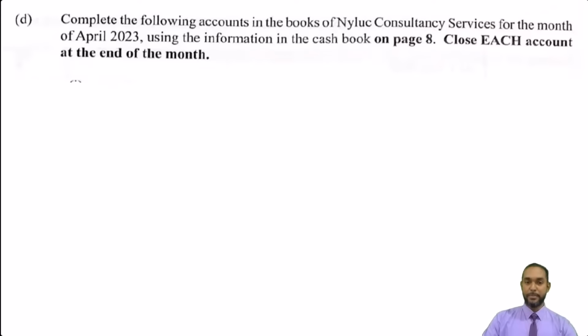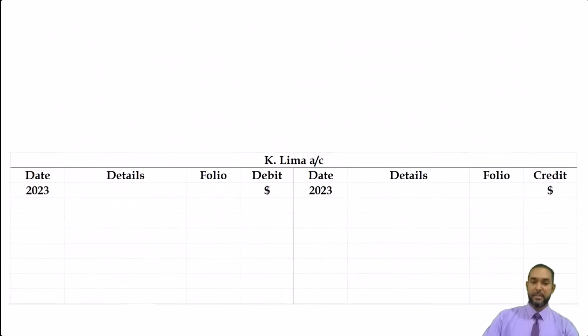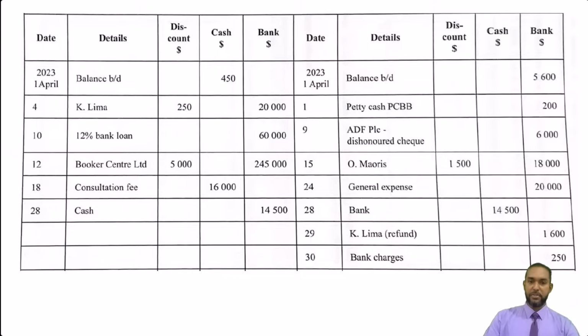Now it says K Lima, so they give us a T account here, which I'm going to recreate, but it means we're going to go up to the cash book and pull the information relevant to K Lima's account. But first things first, let's put in the balance in K Lima's account. So it's a debit balance, which implies K Lima owes us money. Now let me pull back up the cash book. Okay, so let's take a look for all of the information for K Lima.